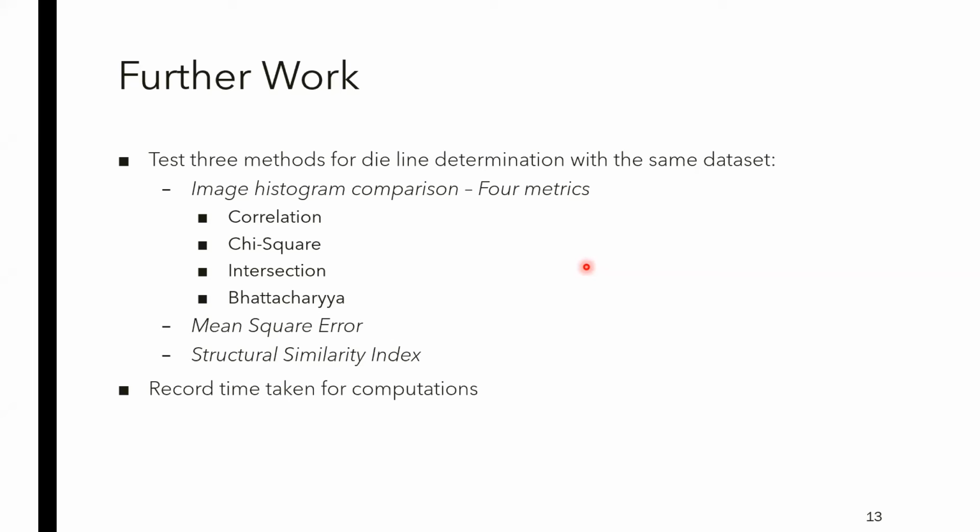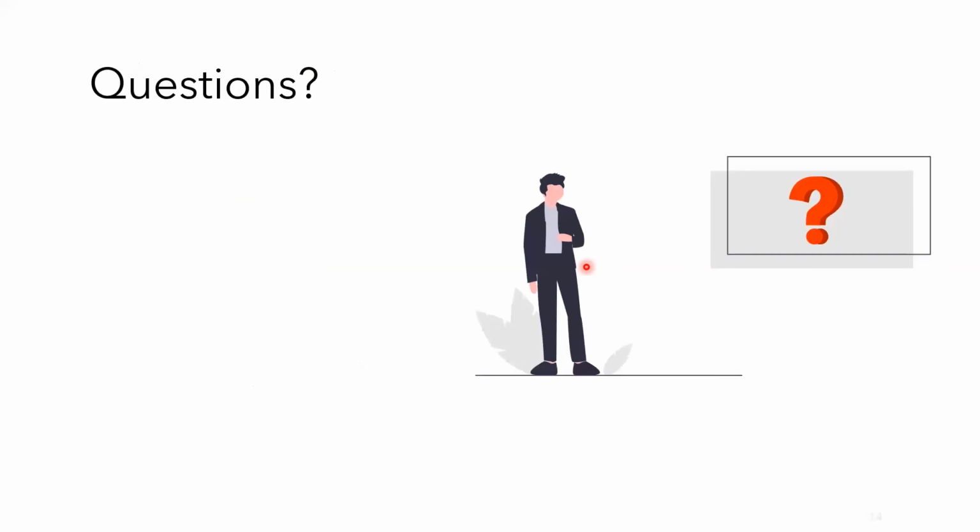Well, the image histogram is one method, but it also has four metrics, the mean squared error and the SSIM, and then record the time taken for each of those comparisons to run. Now, I did select die lines to do the defect detection on because that's what we were having a lot of problem with. But then we solved that problem. So I could still apply it to something in film, but just a different one for plastic film manufacturing. The implementation of it would be different, but the computer vision behind it would still be the same. So that's it for my presentation.